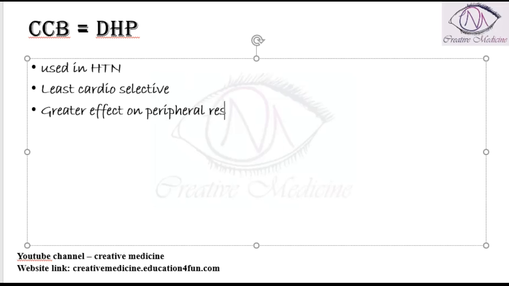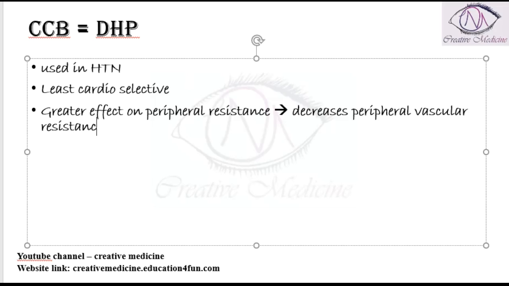Because they have a better effect on the peripheral resistance, these will decrease the peripheral vascular resistance. Because of the decreased peripheral vascular resistance, there will be a decrease in both afterload and preload, and thus they can be used in hypertension. So they are better used in hypertension. Because of their least cardioselective nature, they also have fewer cardiac side effects.